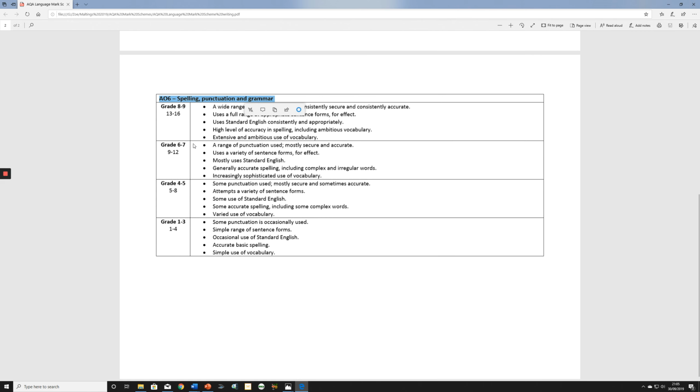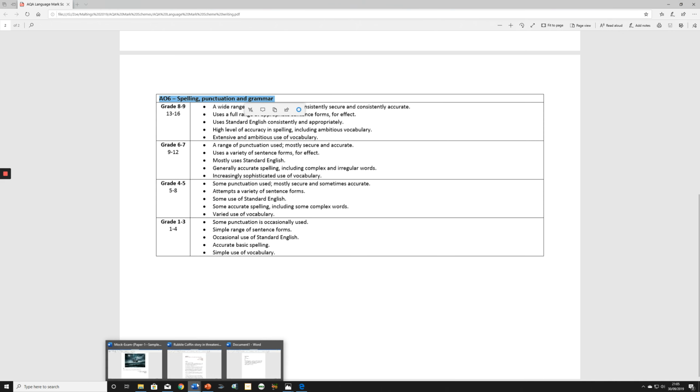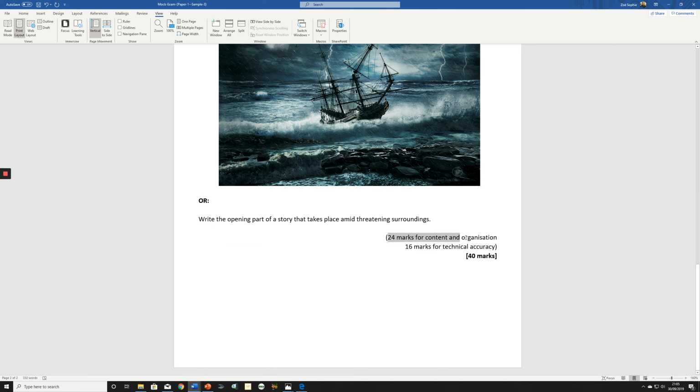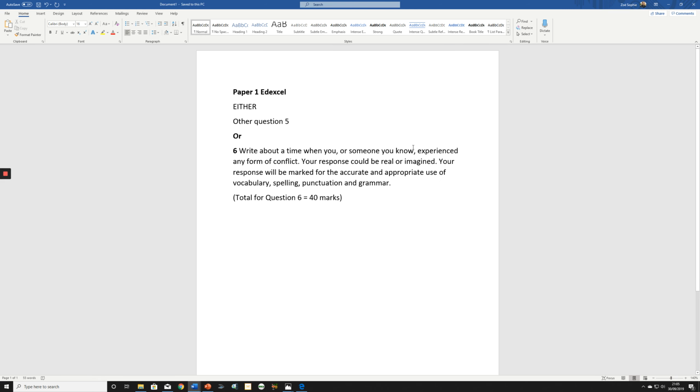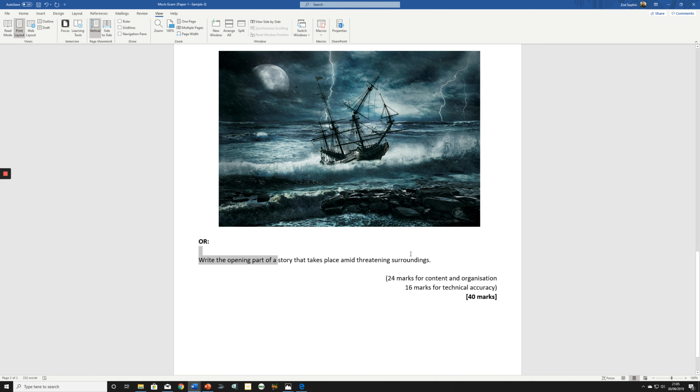AO6 is SPAG, which Edexcel explicitly mention. I think on AQA they do as well. Yeah, here you go. This is the AQA version. So really this question here, threatening surroundings, and this question here, any form of conflict, I'll be honest with you, they're the same question. You can tackle it from various different ways that you may feel appropriate because conflict is a relative term. So it could be a psychological conflict, a physical conflict, whereas in this opening part of a story, threatening surroundings, most candidates, because this is a 1-tier paper, will take inspiration probably from the picture.